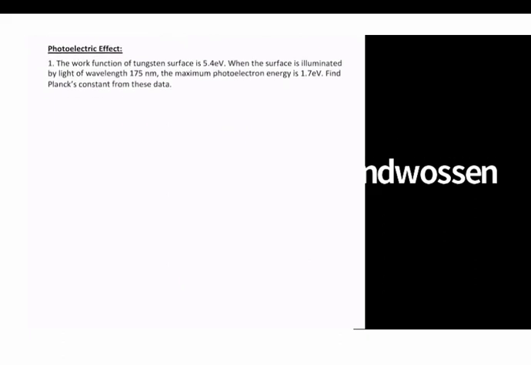Photoelectric effect. The work function of the tungsten surface is 5.4 eV. When the surface is illuminated by light of wavelength 175 nanometers, the maximum photoelectron energy is 1.7 eV. Find Planck's constant from these data. Perfect. How do we do this?